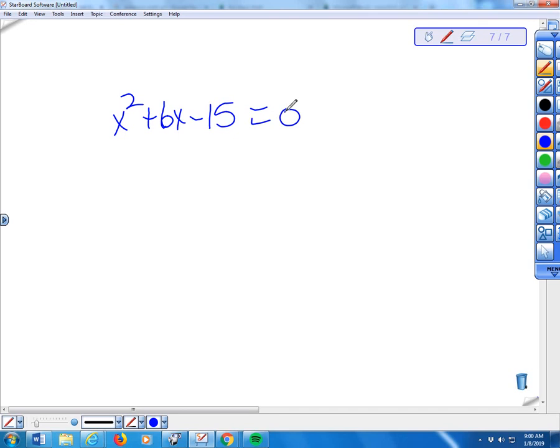Up till this point, we know how to factor. So let's try and factor this. We're looking for factors of negative 15 that add up to 6. Three and 5 are factors of 15, but they don't add up to 6. 15 and 1, 3 and 5, that's about it, right? So there are millions of quadratic equations that are not factorable.